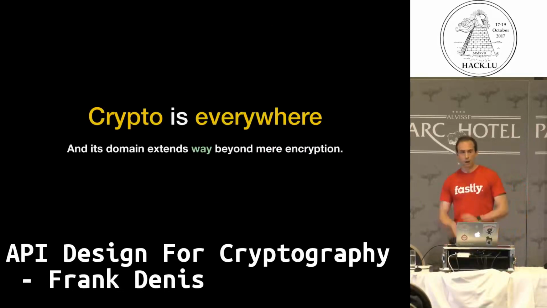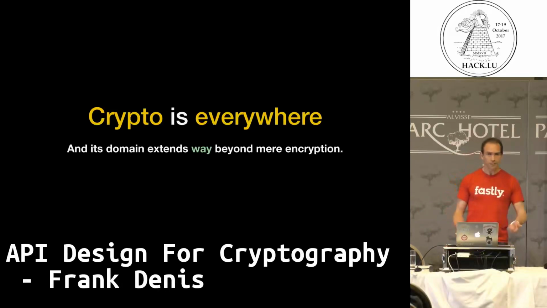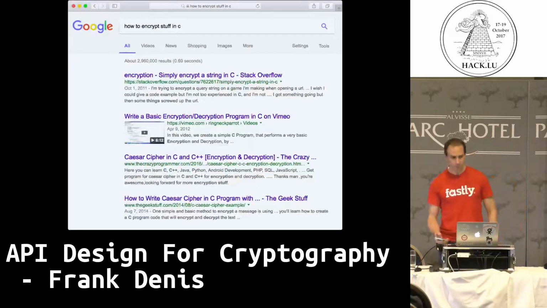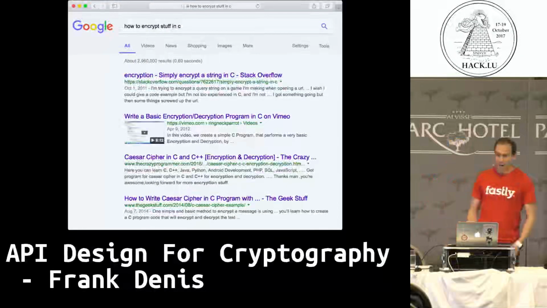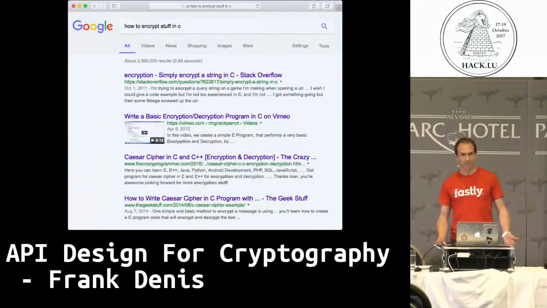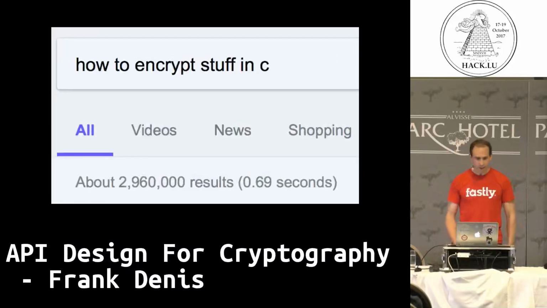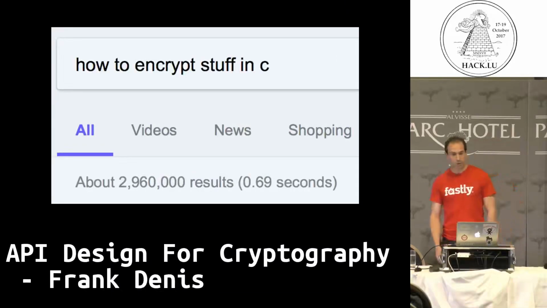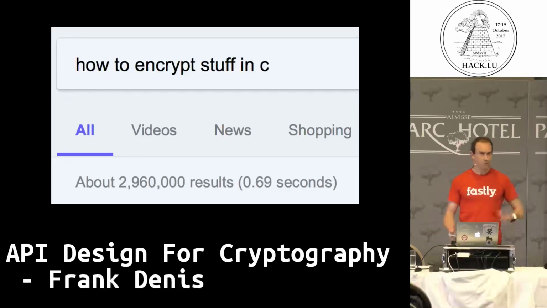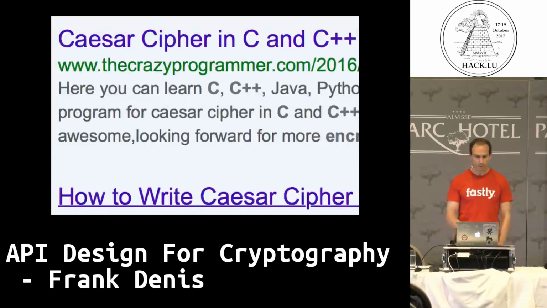And crypto means a lot of different things. There's a lot you can do with it. But usually when you think you need crypto for the first time, it's because you need to encrypt stuff. So where do you start? Well, probably with Google, like how to encrypt stuff in C. And this is what I tried a couple of weeks ago when I was preparing this presentation. And wow, about 3 million results. Sounds good. All right, let's look at what we get on the first page to encrypt stuff.